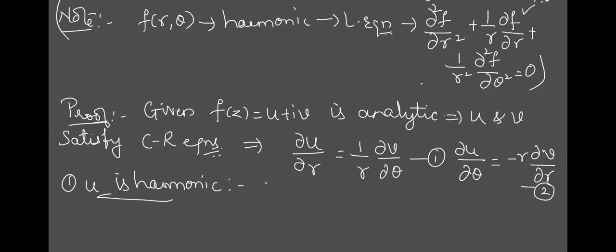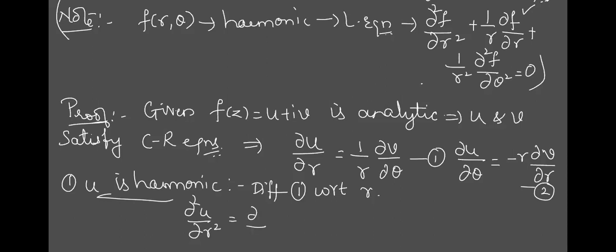What has to be done to get ∂²u/∂r²? Differentiate. Which equation? Equation 1 with respect to r. Okay, let us do it. So what is the derivative of ∂u/∂r with respect to r? Obviously, ∂²u/∂r².